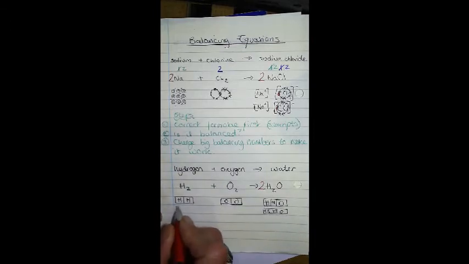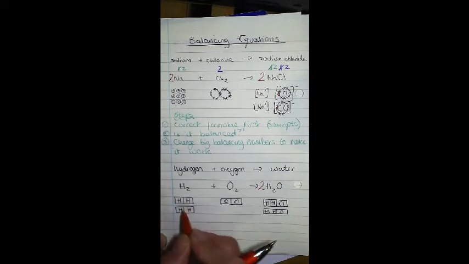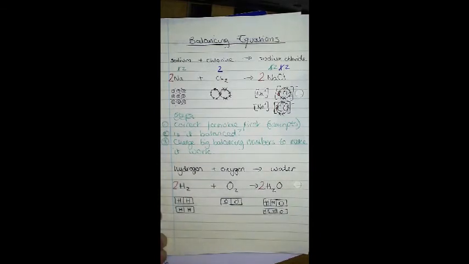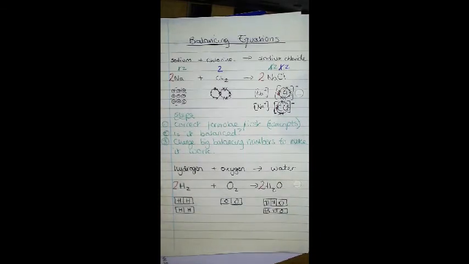So hopefully you can see that if I put another hydrogen molecule in there, that's 2 separate hydrogen molecules, hence I have 2 H2s. So what this means is 2 molecules of hydrogen react with 1 molecule of oxygen to give me 2 molecules of water. And that is correct. That's the ratio that hydrogen and oxygen react in.